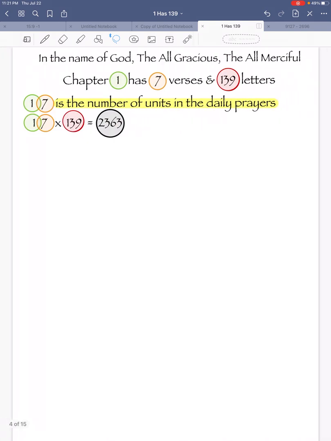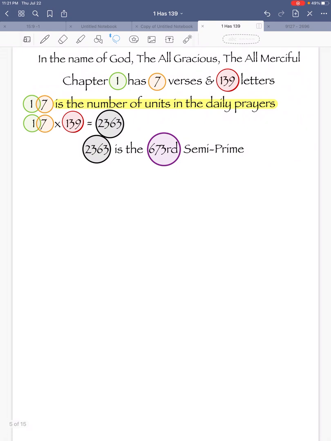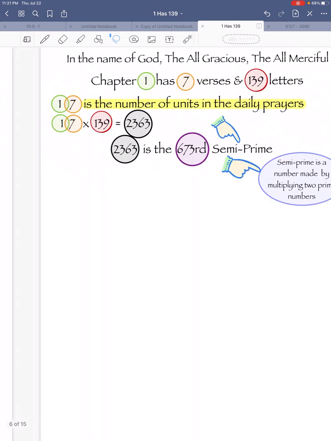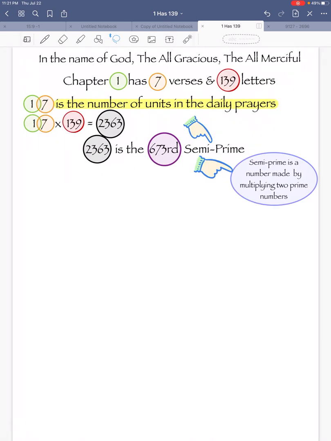Let's multiply 17 by the total number of letters, 139, and we get 2,363. And 2,363 is the 673rd semi-prime. Well, what is a semi-prime? A semi-prime is a number made by multiplying 2 prime numbers. That means 2 prime numbers got multiplied to each other and gave us the result, which is 2,363. And 2,363 is the 673rd such semi-prime.